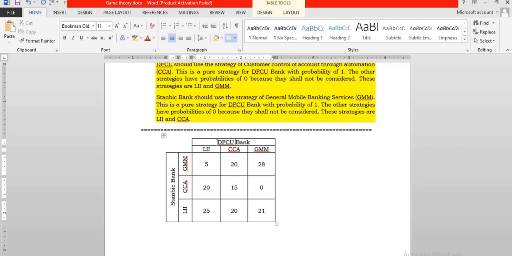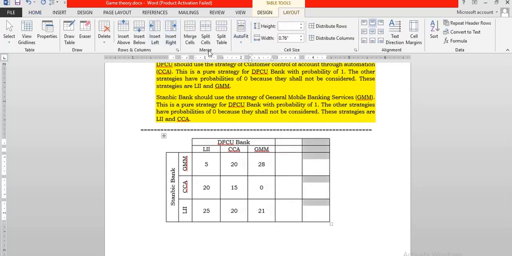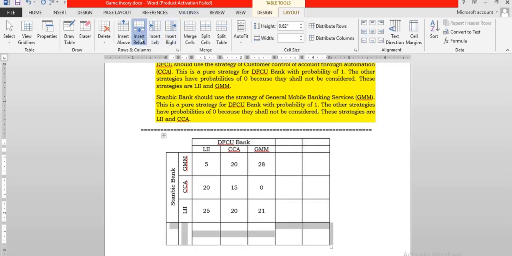DFCU this time is what we consider to be the losing team, because our game now has changed. We want Stanbic Bank to be the winning team. So the procedure is the same. First, look for the existence of a saddle point. So we are going to look for the existence of a saddle point. We shall also do the same down here.